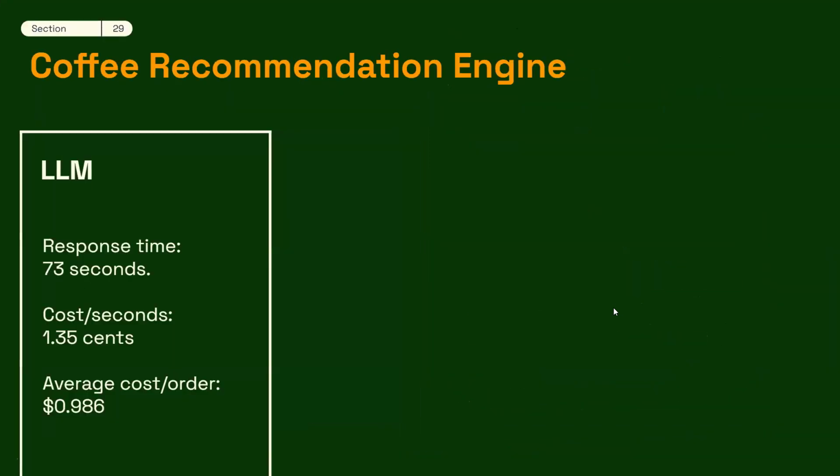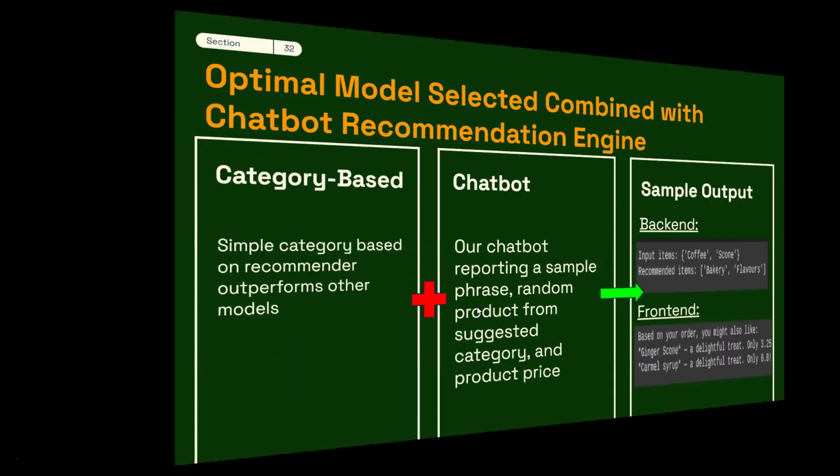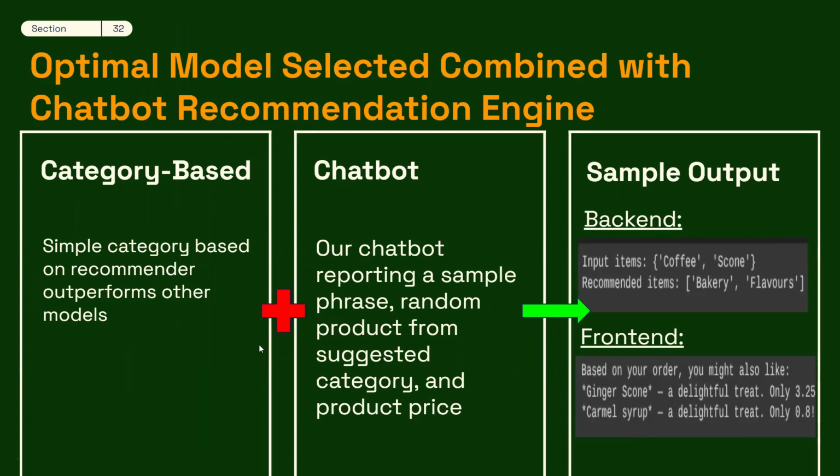The vehicle or engine we want to use to drive this product model is the LLM. We noticed that the LLM was resolving the order in 76 seconds. The chatbot is the second option, which is much faster at 11.2 seconds, at a cost of $1.13. So we decided to go with the chatbot because it's faster and cheaper for us to run. This is the combination for the product we want to introduce: category-based with a chatbot, and this is how the front end and back end will look.